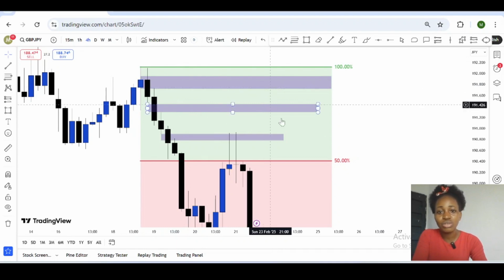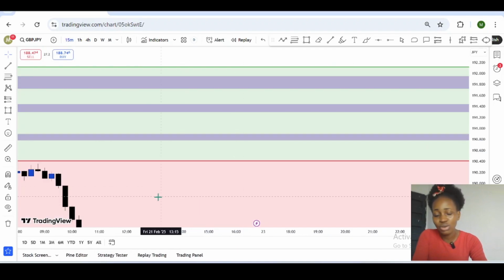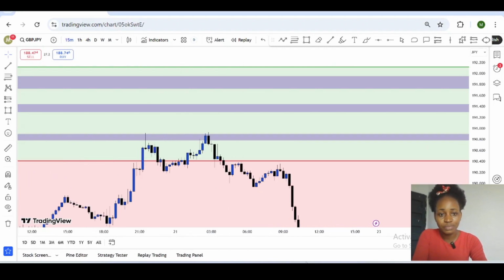The next thing you are going to do is go down to the lower time frame. So now I'll go down to the lower time frame. I actually picked this entry. Let me show you what I did.